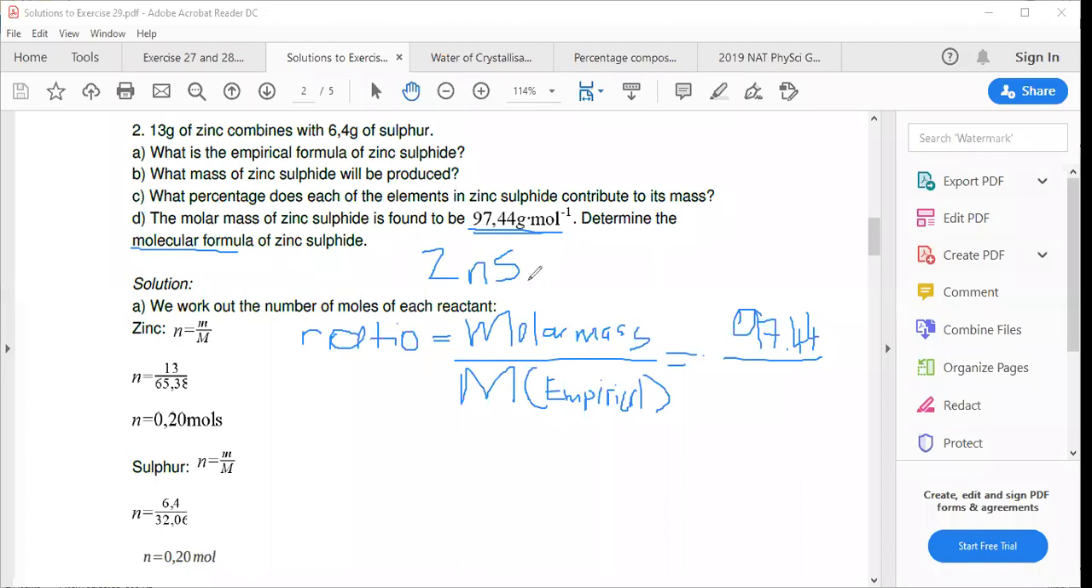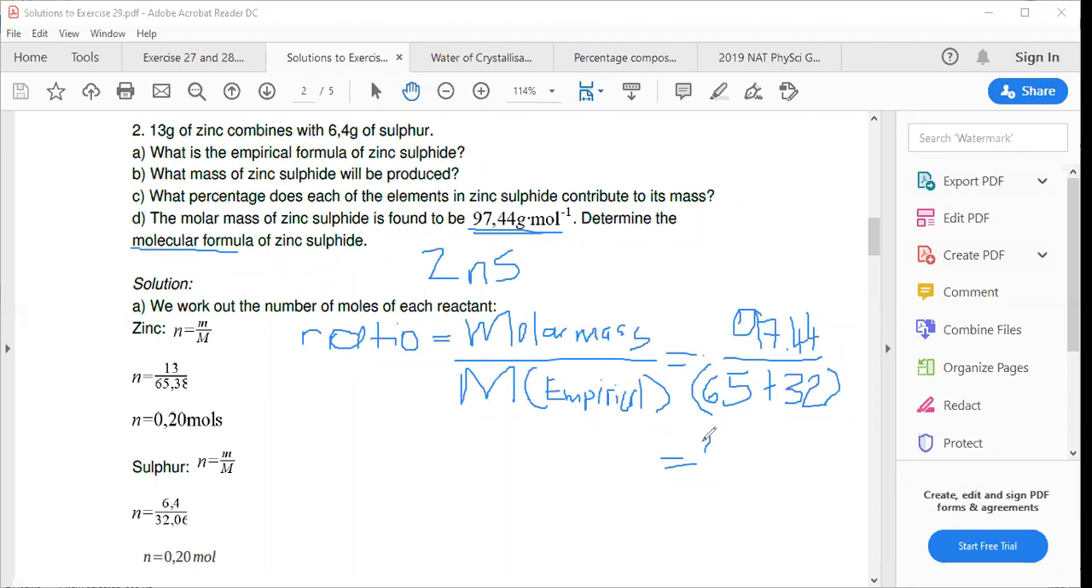So I'm going to go to the periodic table and add the masses of these two. Zinc, we said it's 65, plus sulfur. What is sulfur? 32. Which adds up to 97. Are we together? When I divide these two, it's simply 97.44 divided by 97. My answer is 1.00 something.